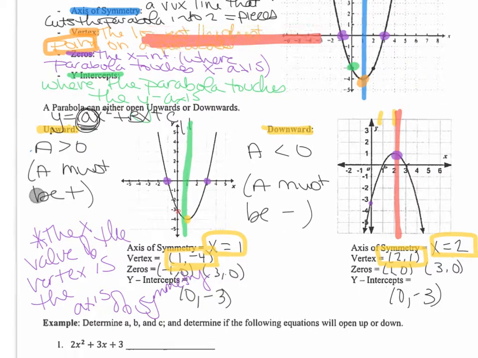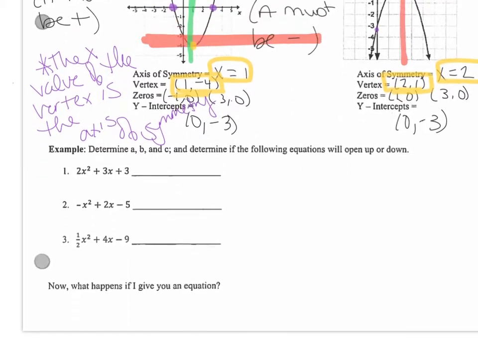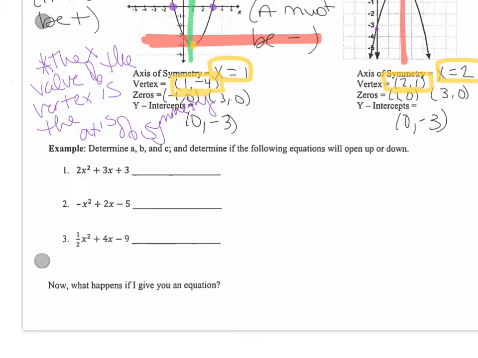So let's go ahead and keep going. All right, so it says determine A, B, and C and determine if the following equations will open up or will open down. So A equals, B equals, C equals. So A equals 2, B equals 3, C equals 3. So is this going to open up or is it going to open down? It's going to open up. Why? Because A is positive. I don't even care about B and C. I'm just writing it because the directions told me to.